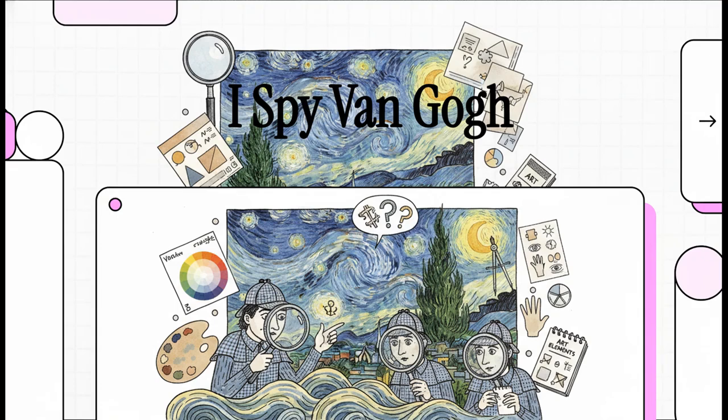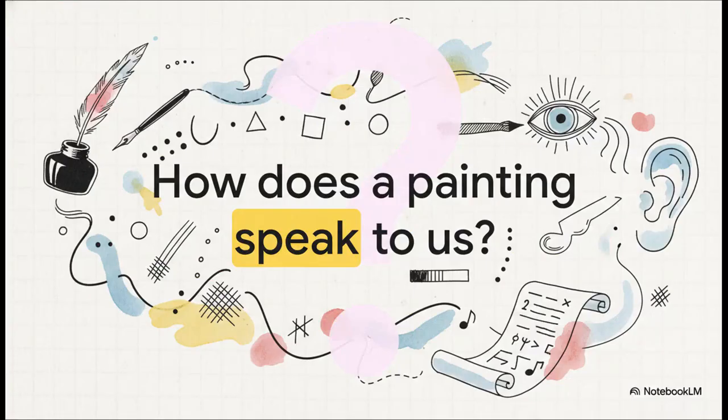You know that feeling when you're standing in front of a painting and it's like it's trying to tell you something? Like there's this secret language hidden away in all the colors and shapes. Well, today we're going to put on our detective hats. We're going to learn how to actually read a painting, not just look at it.